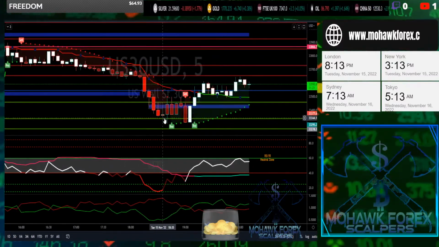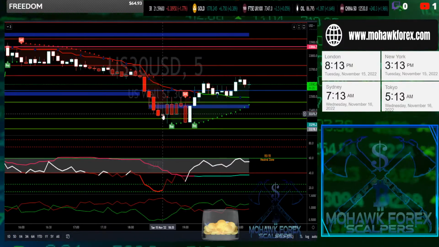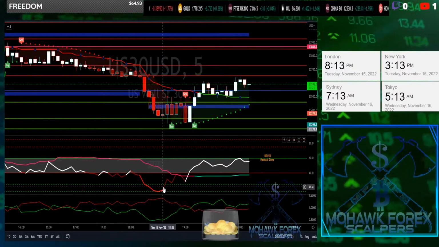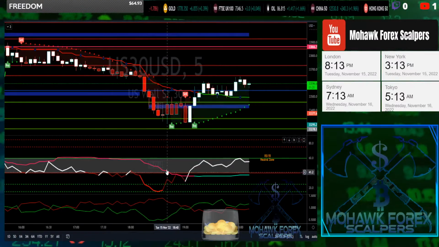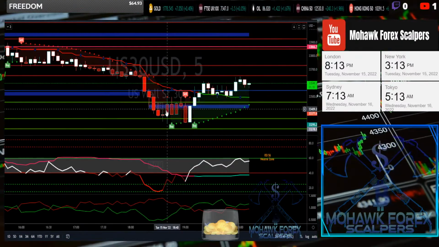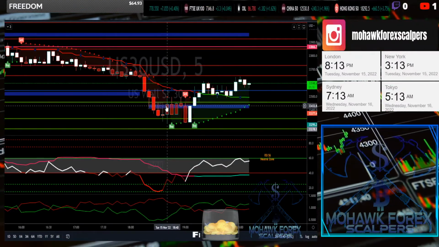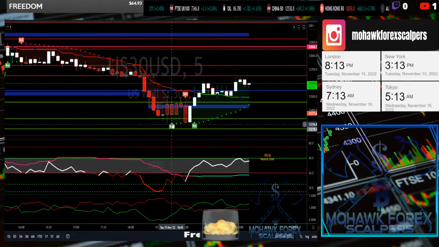And then we get the hammer. We know them as a possible reversal. The RSI kicks up. Then we see the pullback here into the zone. We don't take that. We don't take this. The buy signal comes in.